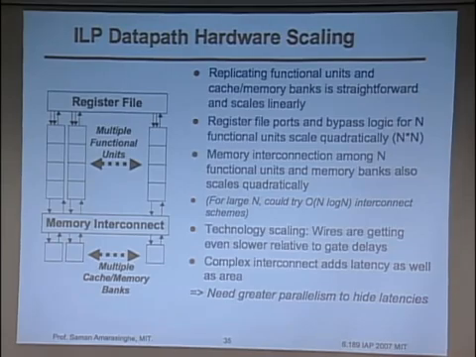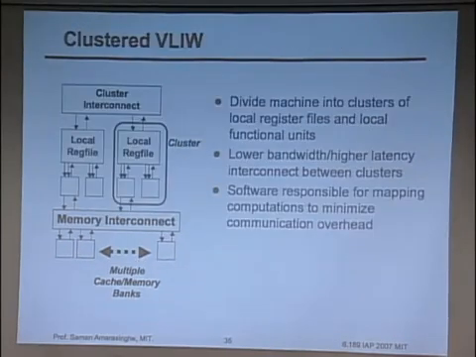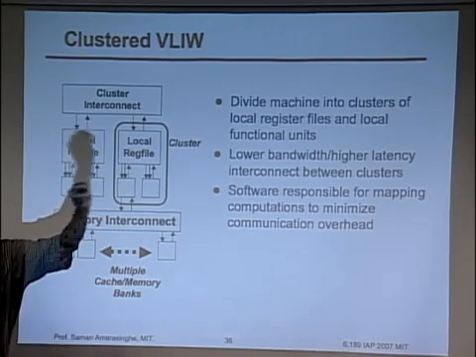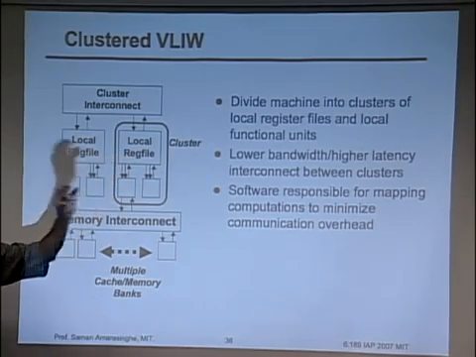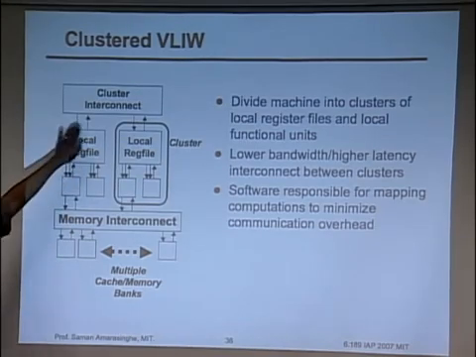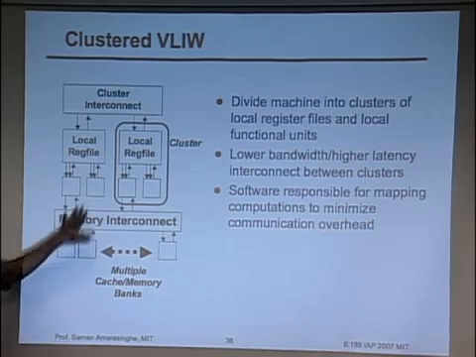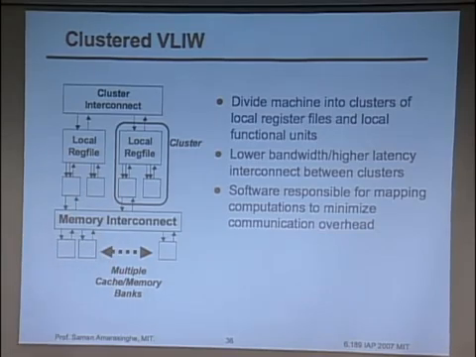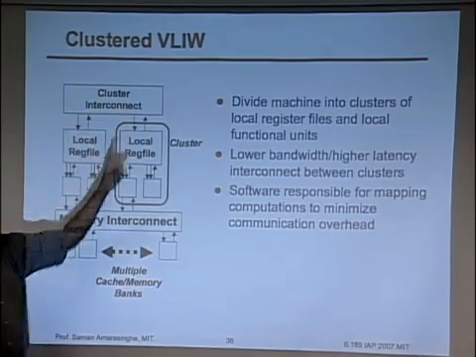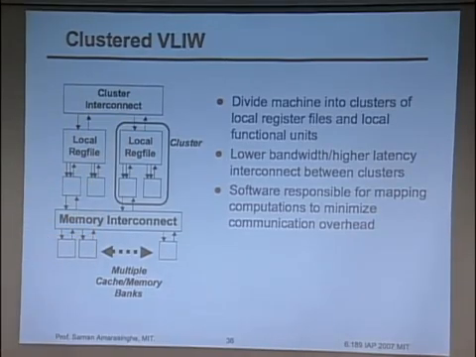And so one modification people did was called clustered VLIW. So what happens is you have a very wide instruction in here. It goes not to one cluster, but to different clusters. Each cluster has its own register file, its own memory interconnect. And what that means is if you want to do inter-cluster communication, you have to go through a very special communication network. So you don't have this bandwidth expansion in the register file.